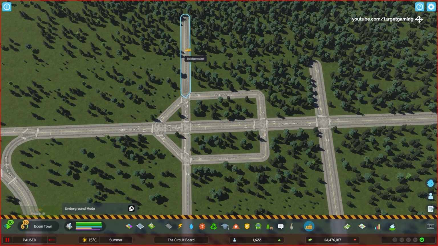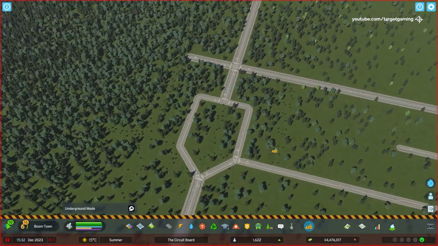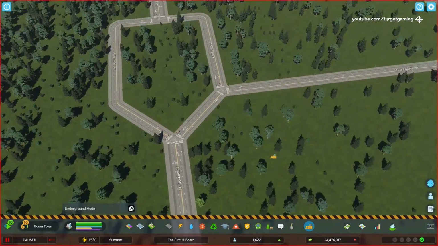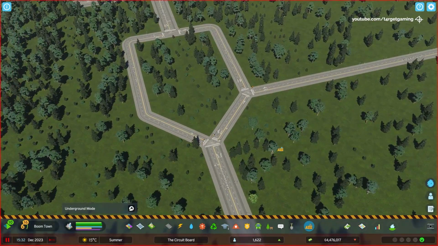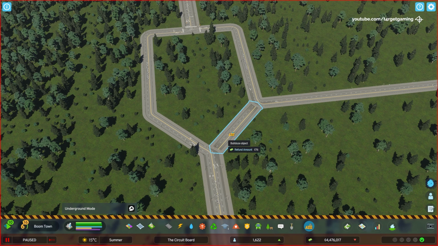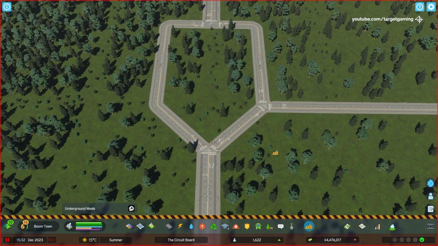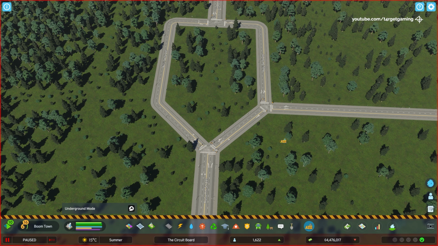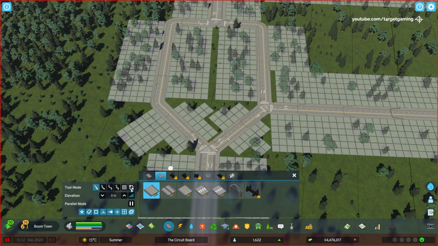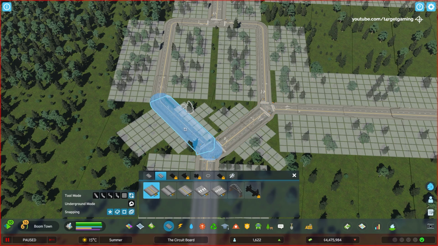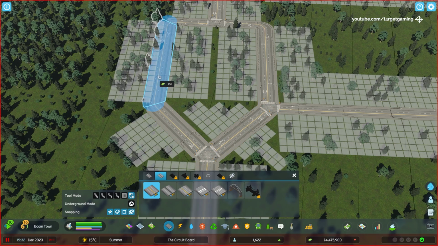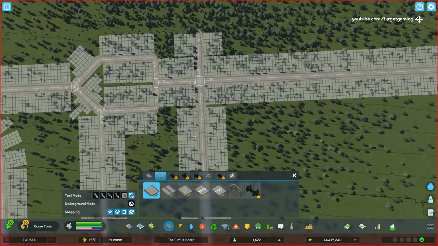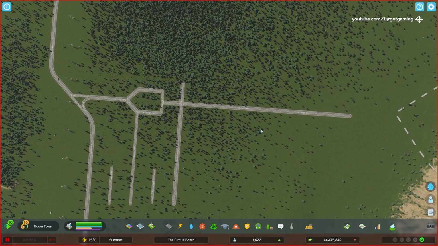Okay, and we can now delete these pieces of road. And this is pretty much the entrance to the main part of the city. I could turn this into a one-way road and kind of make it like a roundabout, but I think I want to keep it two-directional so that I can zone some stuff in the middle here. I am going, however, to convert it to a 4-lane, like so.